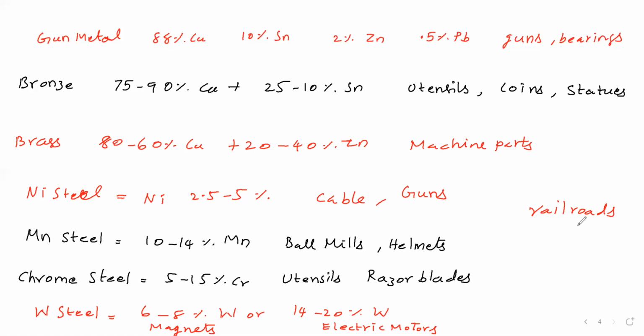Okay. Next we will take potassium dichromate salt, K2Cr2O7. Its preparation and properties we will see. We will take chromite ore for preparing potassium dichromate.